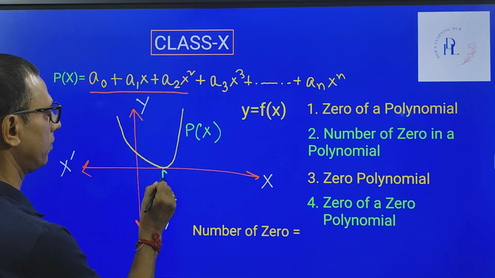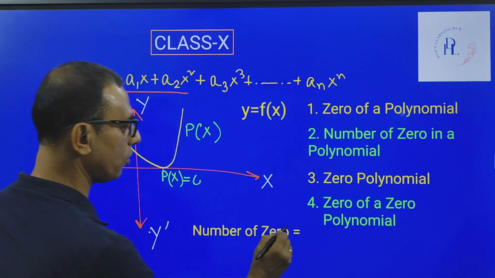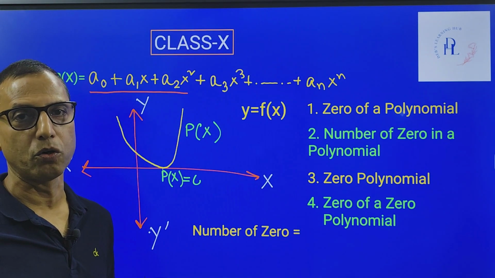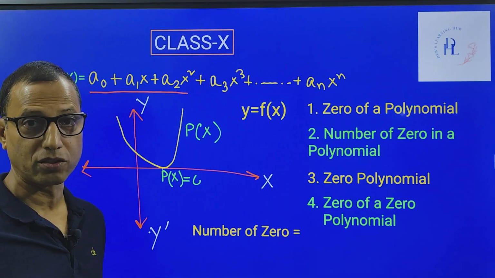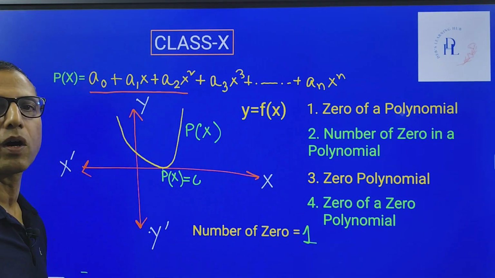So here p(x) equals 0. So the number of zeros here, you can be given multiple choices like 1, 4, 0, 3, or does not exist. So here it is 1. The number of zeros is 1.